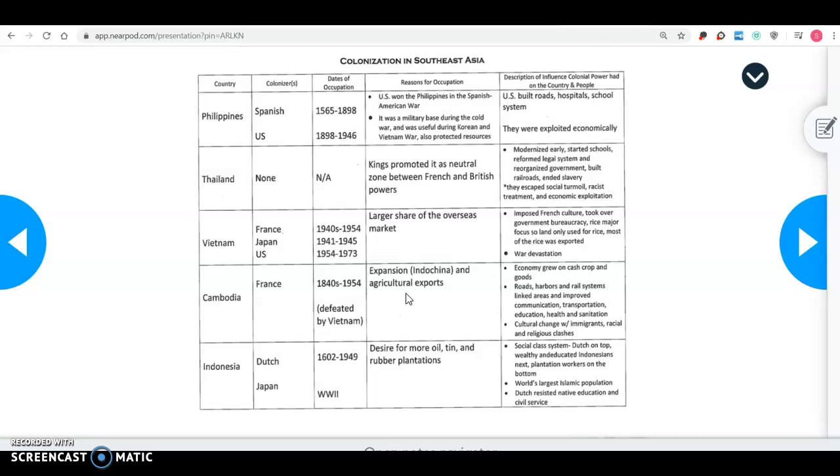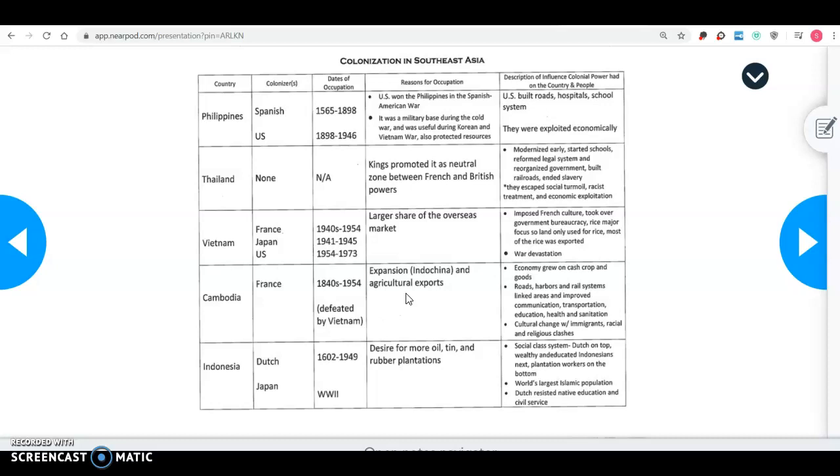Roads, harbors, and rail systems linked areas and improved communication, transportation, education, health, and sanitation. So Cambodia got kind of an upgrade of infrastructure. Cultural change with immigrants, racial and religious clashes. So there's going to be a lot of cultural clashes because of the different groups that are coming into Cambodia.